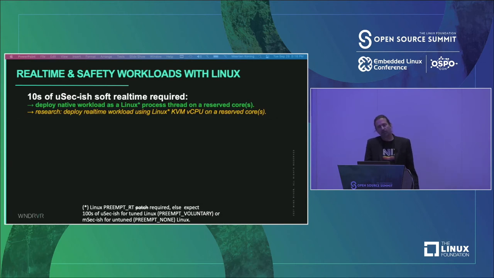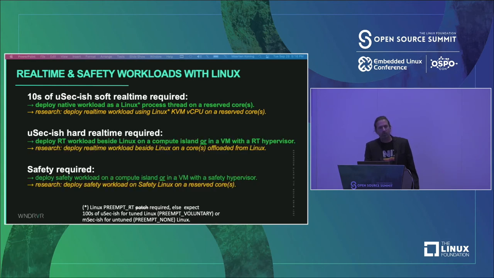So, general guideline: if you're looking for tens of microseconds of real-time, you can use Linux on the main CPU cluster with the real-time preempt RT patches, which actually aren't patches anymore now that they've been integrated into the mainline at kernel.org, which is great. If you want less than that for your latency, say you want a microsecond-ish hard real-time, then you're probably at this point still looking at offloading the payload and leveraging an auxiliary runtime on a compute island or in a VM running on a real-time hypervisor. And if you want safety, same sort of thing, you would deploy your workload on a safety island or in a VM with a safety hypervisor.